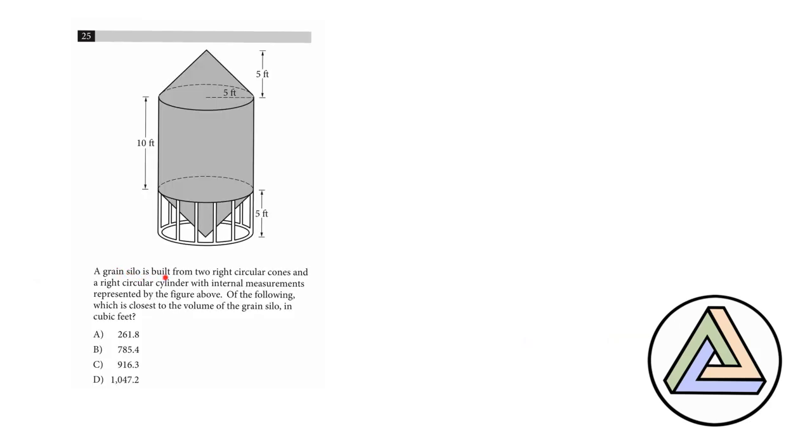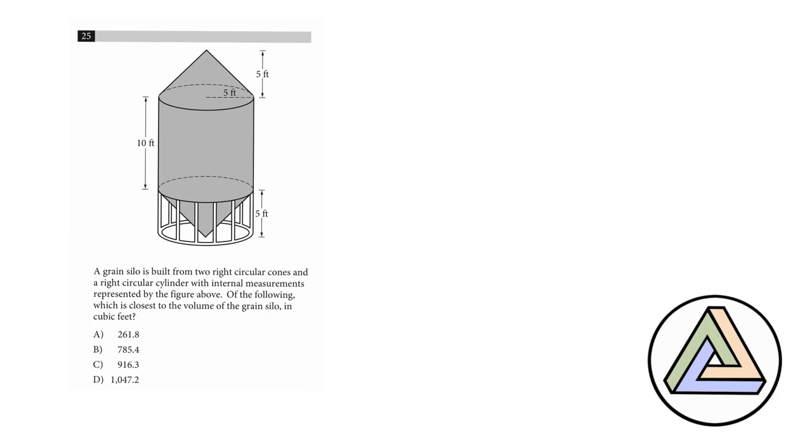All right, a grain silo is built from 2 right circular cones. There they are. And a right circular cylinder. There it is. With internal measurements represented by the figure above, which of the following is closest to the volume of the grain silo in cubic feet?